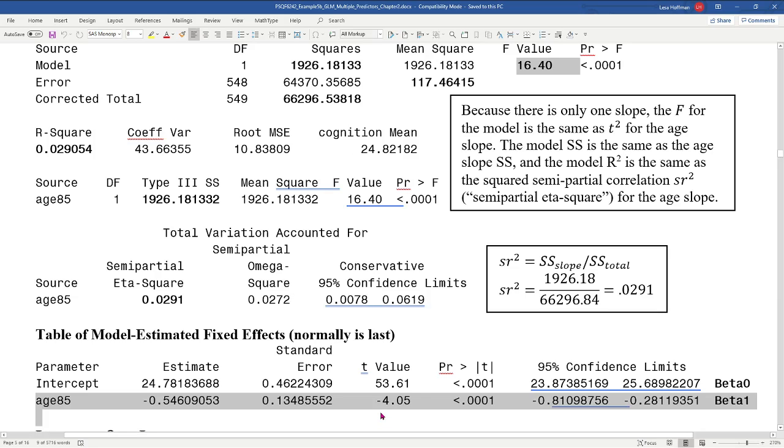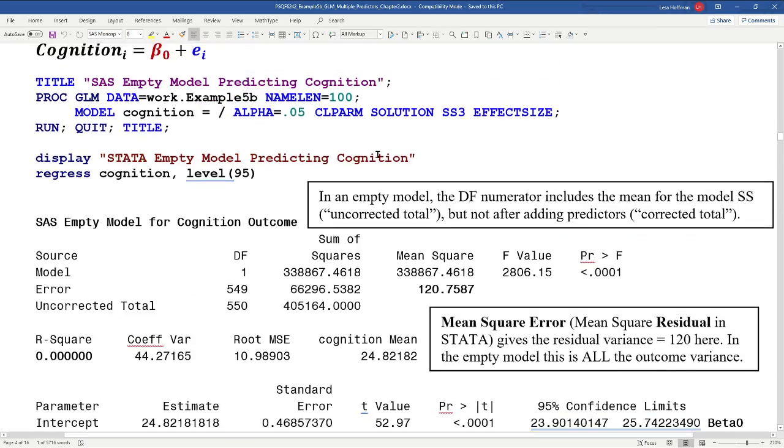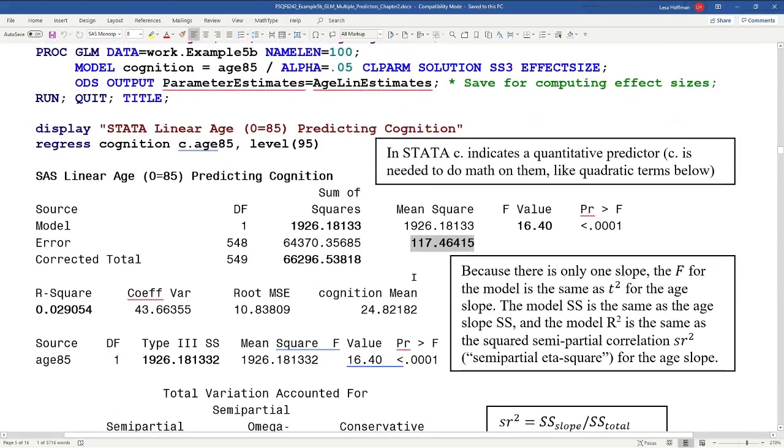If I took this t value of -4 and squared it, I would get this F of 16. We have an R-square of about 0.03. So 3% of the variability in cognition has been explained by a linear effect of age, bringing the cognition variance down from its original value of 120 down to 117.